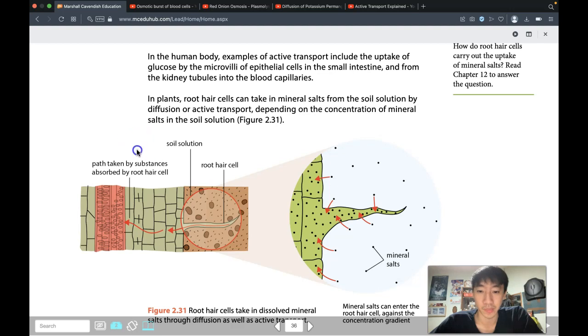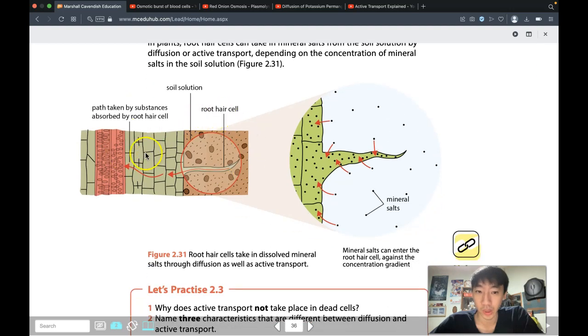Okay, so what's happening here? Let's look at the root hair first. So this is a root hair cell. Remember that long and narrow protrusion. In the soil, let's say it has just rained. The soil is going to be wet, and there's going to be some salts in the soil over here. So these salts are going to dissolve in water.